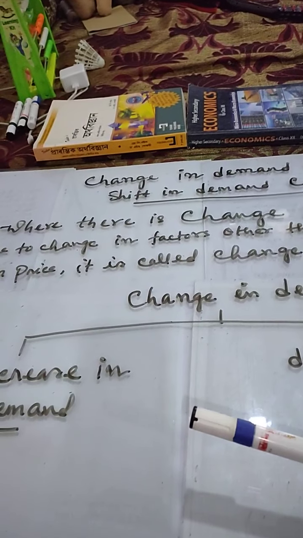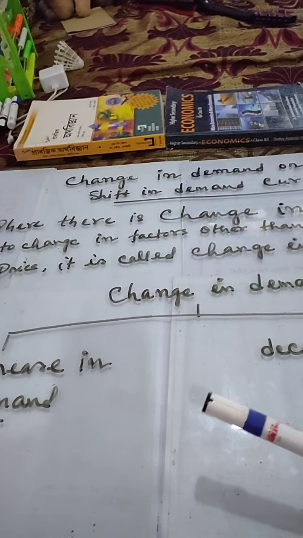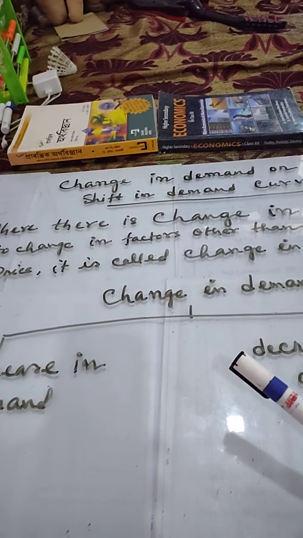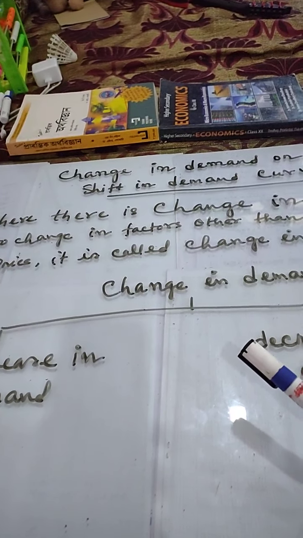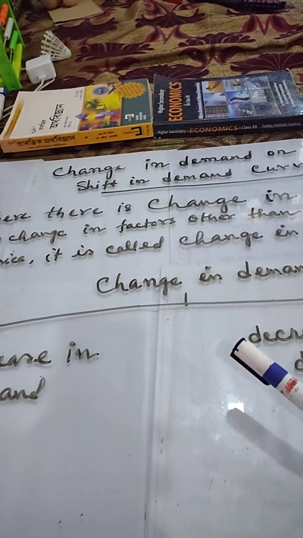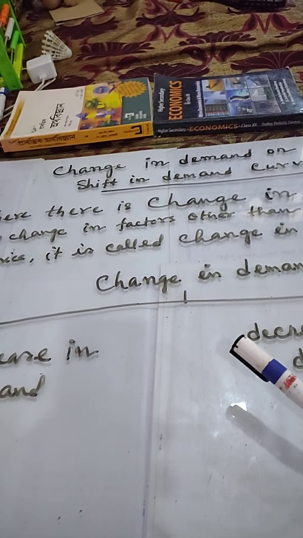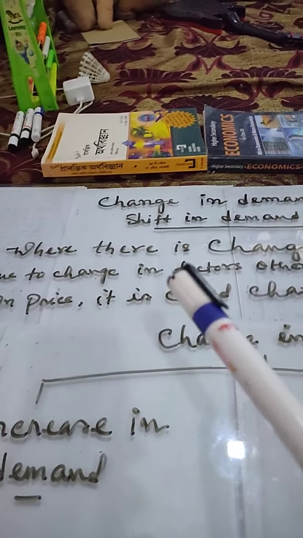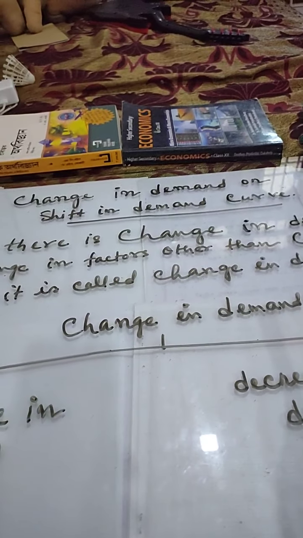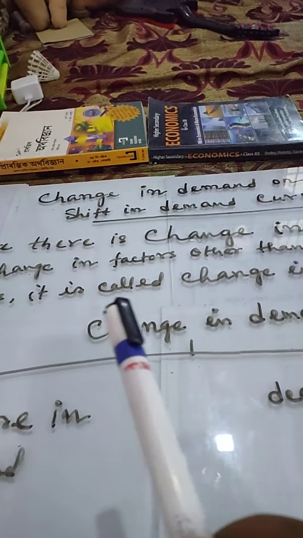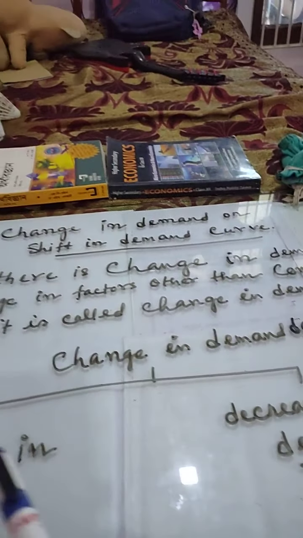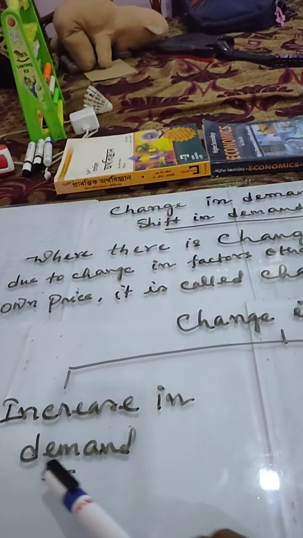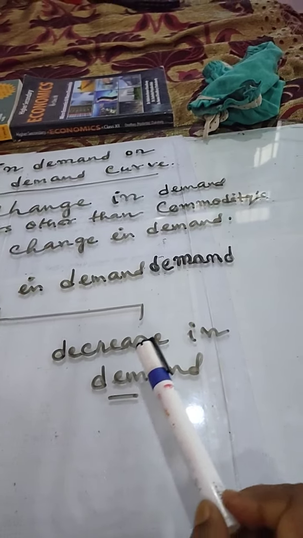In the discussion of law of demand, different factors were there, that is income of the people, which directly affects the demand for the commodity, then population. There are so many factors that ultimately affect the demand for a commodity. When these factors affect the demand for a particular commodity, it is called change in demand. It is written here. Now, change in demand can be divided into two parts. First one is the increase in demand, and second one is the decrease in demand.